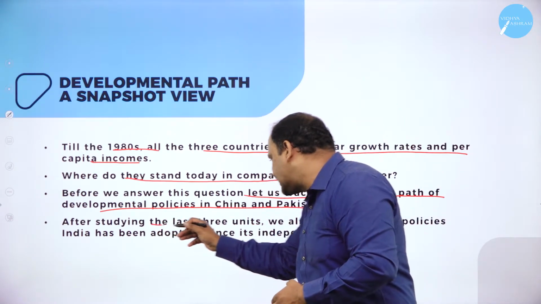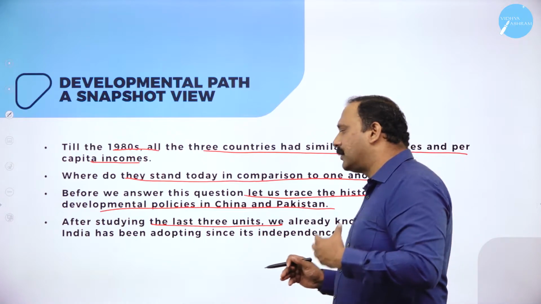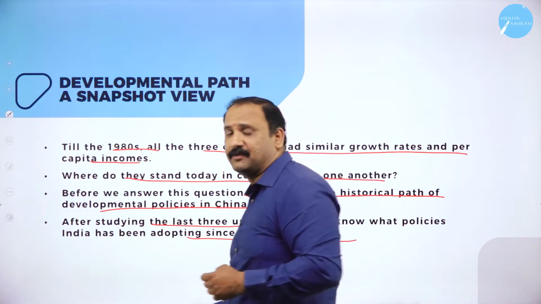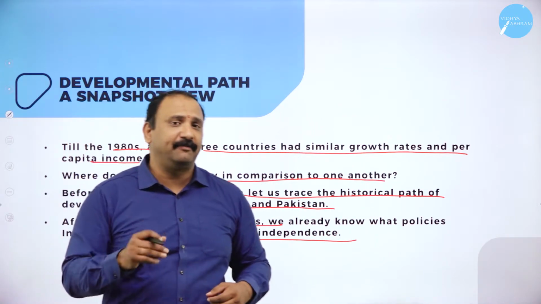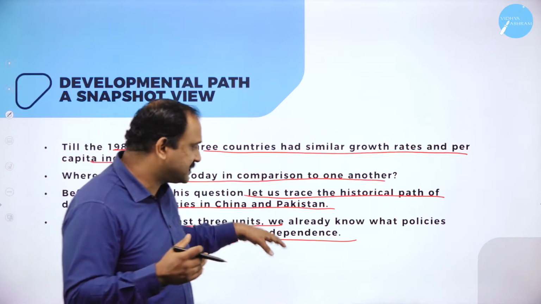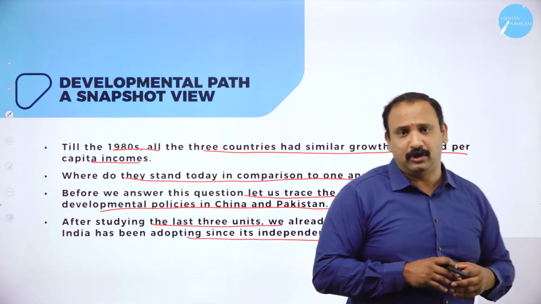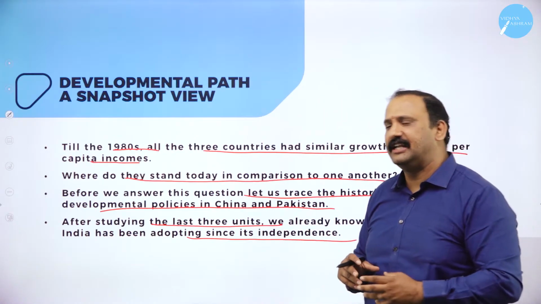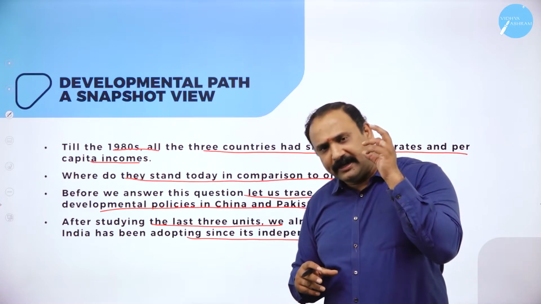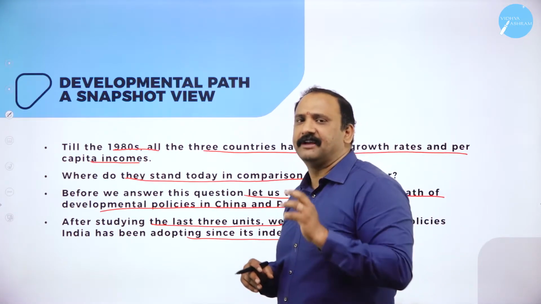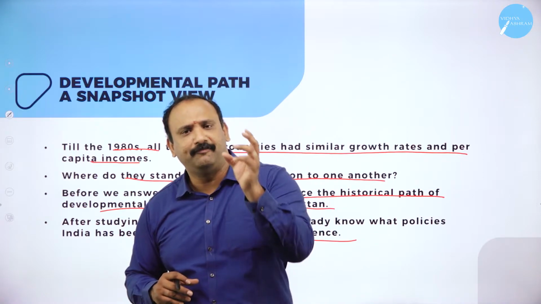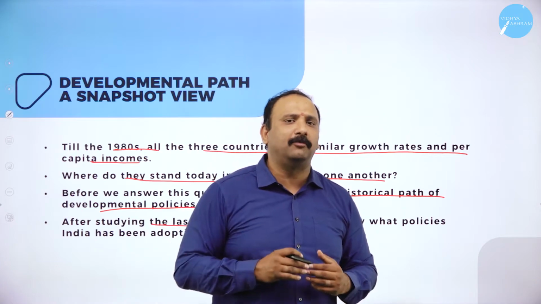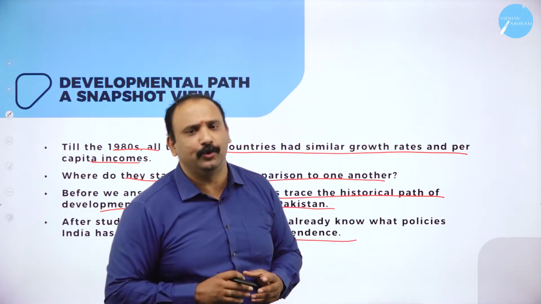After studying the last 3 units, we already know what policies India has been adopting since its independence. So this is very, very important for all of us. This is where we are trying to understand the growth, understand the developmental perspective altogether. What we are trying to understand in the long run is that we have been adopting the policy of sustainable development. We have been adopting the policy of better employment. We have also been trying to adopt the policy of eradicating poverty and go more towards a technology-oriented nation.